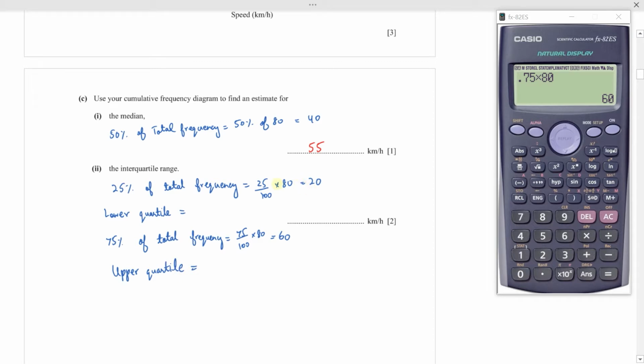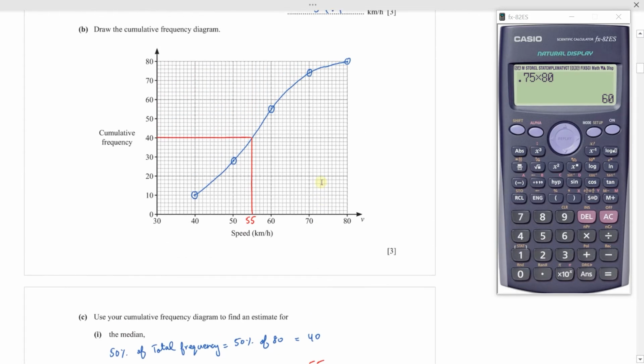So let's first read the lower quartile value when cumulative frequency is 20. So when cumulative frequency is 20, again I will draw a straight line here and see where it intersects the curve. So it's at this point, and then I will read the value. So my lower quartile is 46.